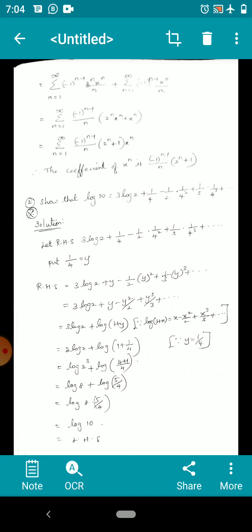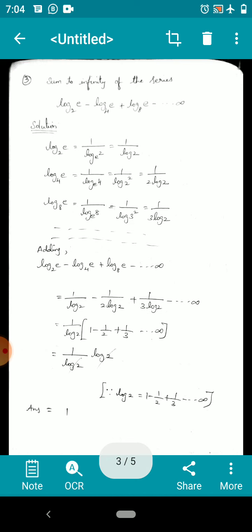So this problem ends. Next question. Sum to infinity of the series log 2e minus log 4e plus log 8e minus infinity.